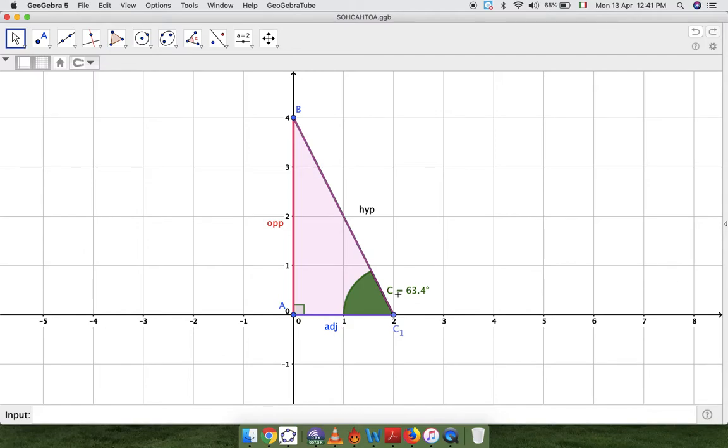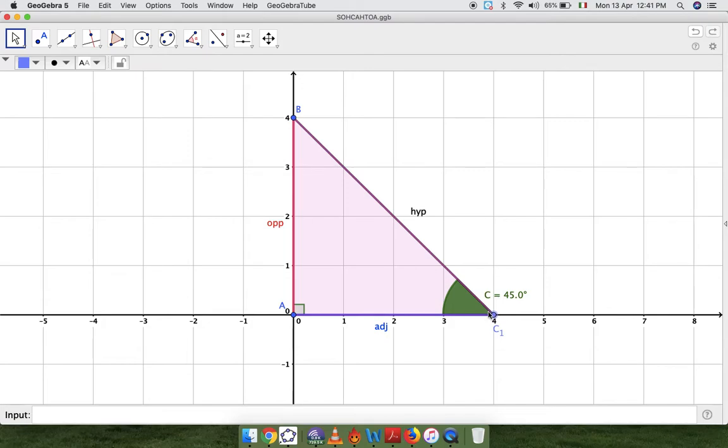So whenever we talk about the tangent of an angle in a right triangle, if we're looking at angle C here, we are comparing the length of the opposite side of the triangle to the adjacent side of the triangle. And just like before, I'm going to move this in and out, okay? So right here at 45 degrees, perfect, yeah, that's a nice perfect 45 degrees.